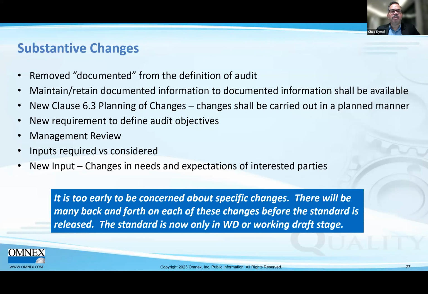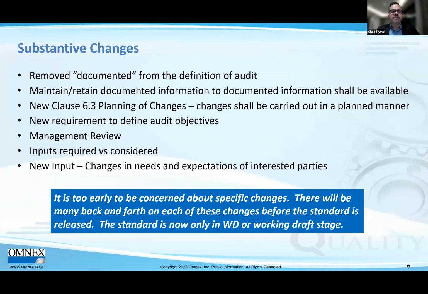Maintain and retain documented information becomes documented information shall be available. They did not think there was enough value to say maintain documented information, retain documented information. Maintain meant sort of document control, and retain meant records. If you didn't know that, that's the way ISO 9001 and 14001 had interpreted it. But now they'll just say documented information shall be available.